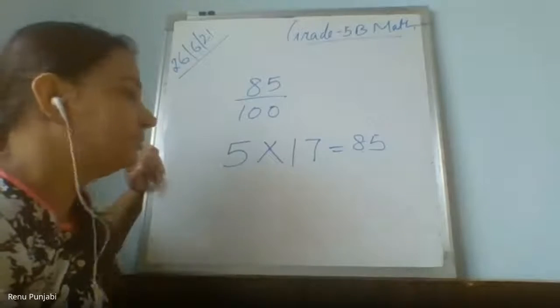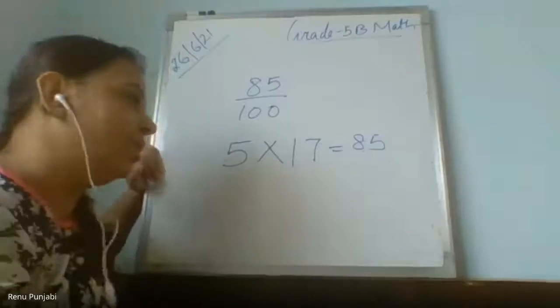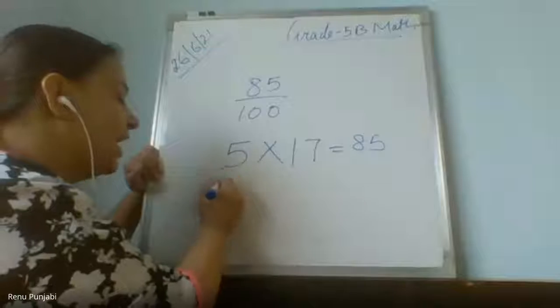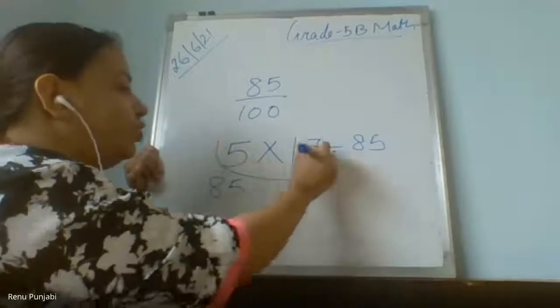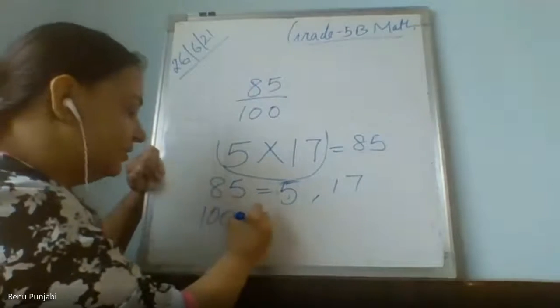Divisible by 8? No, ma'am. Divisible by 9? No, ma'am. Divisible by 10? No, ma'am. So what are the factors of 85 now? Only 2 factors have come. 5 and 17.